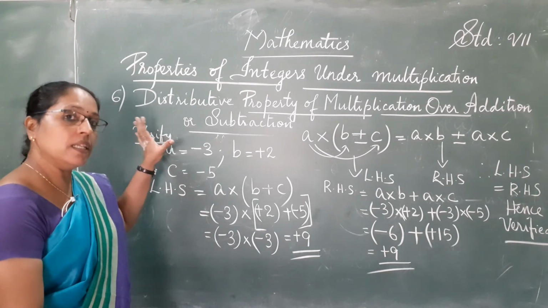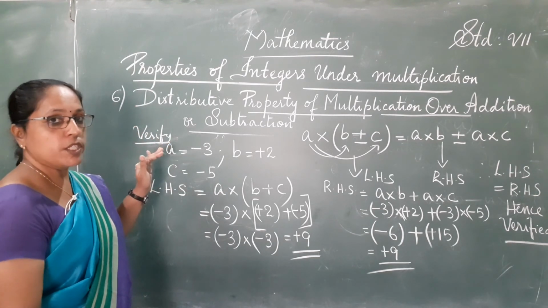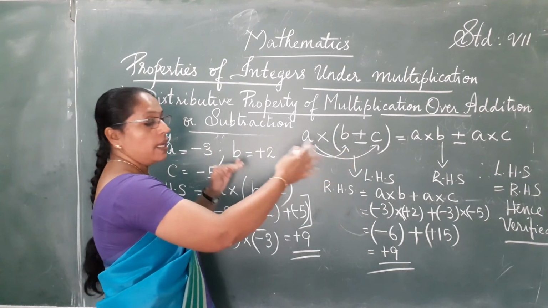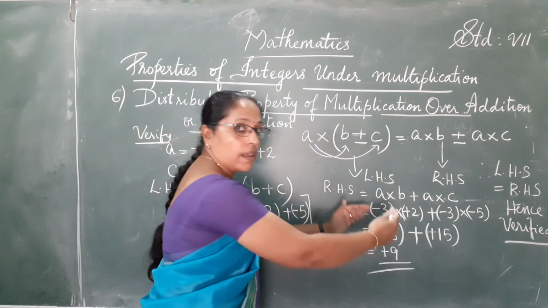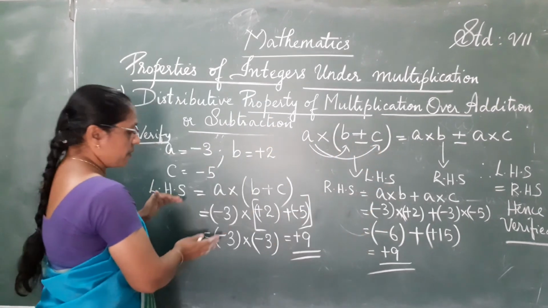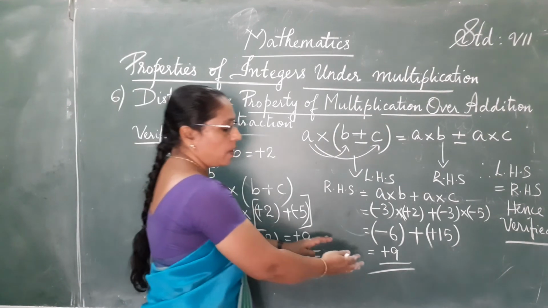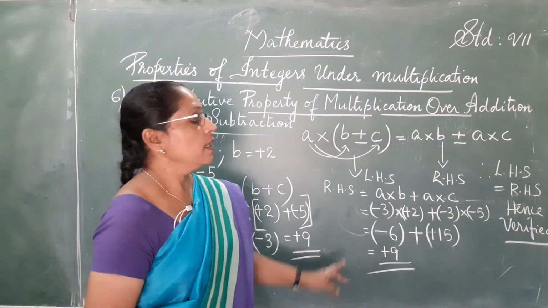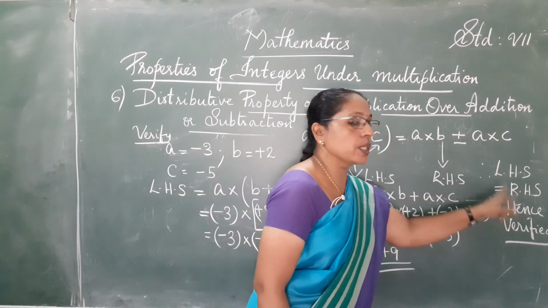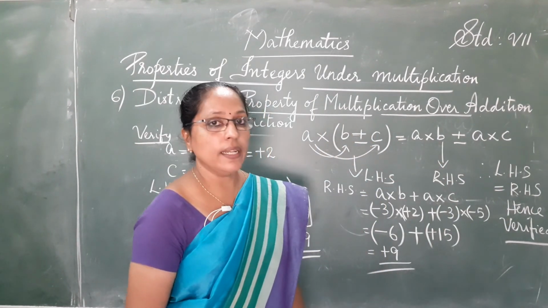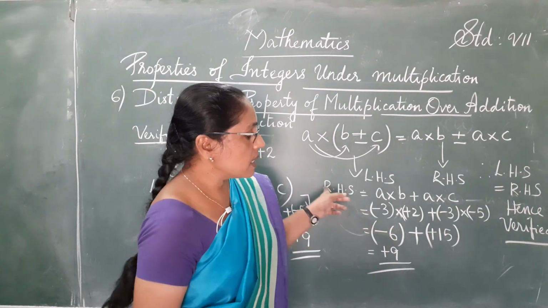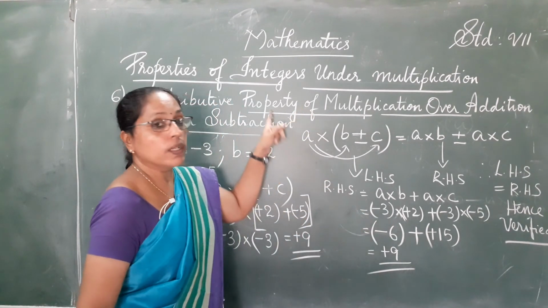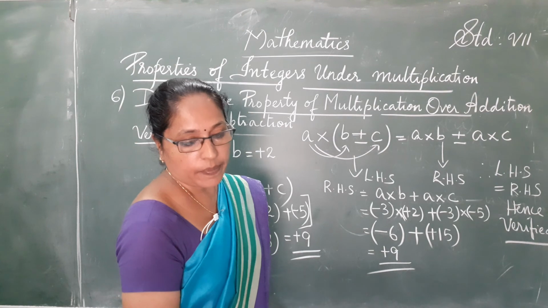I hope you understood the meaning of verify. In any question, when verify comes, it means it has two parts, a left hand side part and a right hand side part. Solve the left hand side part first, then solve the right hand side part and see the answers. The answers should come the same. Then only can we say that the left hand side is equal to the right hand side, hence verified. That is how to solve the distributive property.